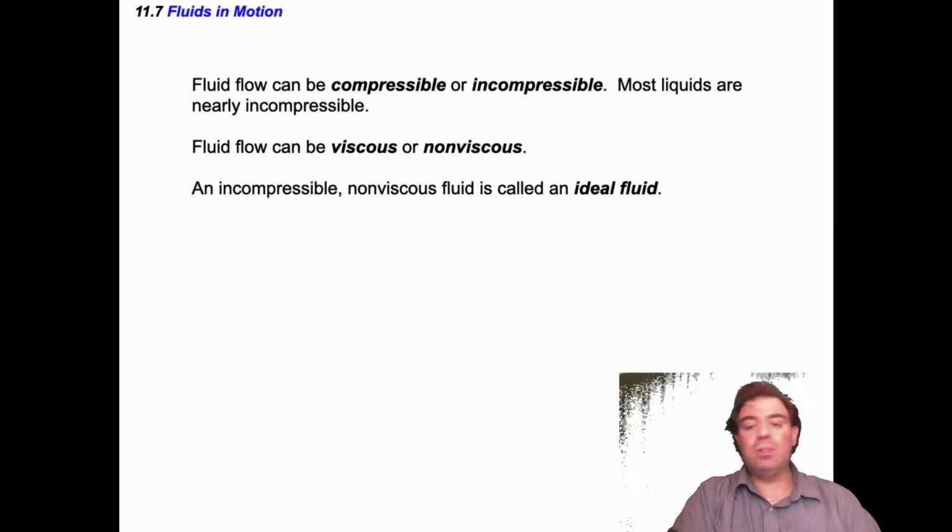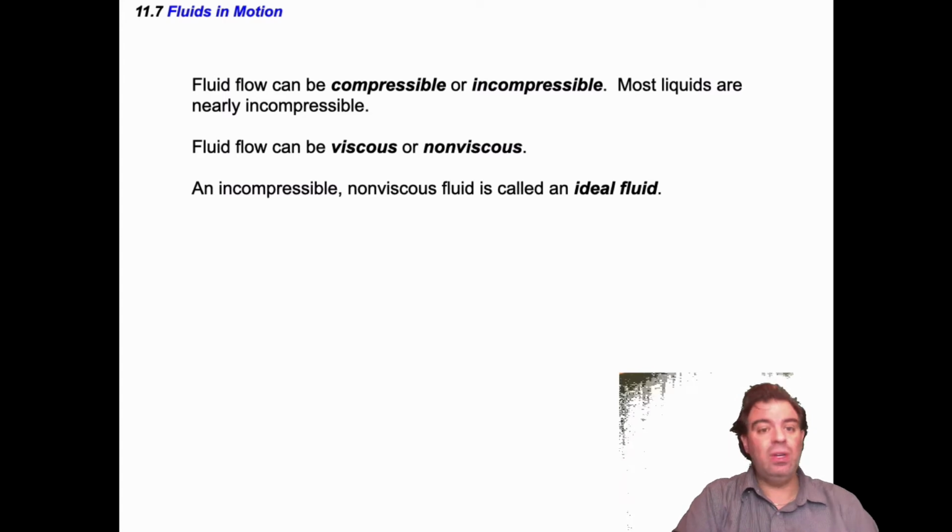Fluids can be compressible or incompressible. Most fluids are nearly incompressible. And fluid flow can be viscous, meaning the particles can have a lot of friction between them, and non-viscous, meaning the particles can have no friction. An incompressible, non-viscous fluid is called an ideal fluid, and that's what we're going to be looking at in our course.